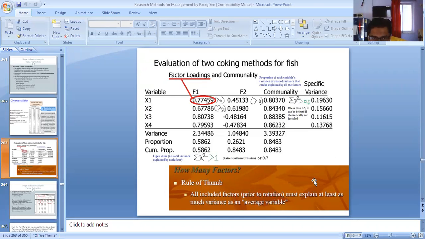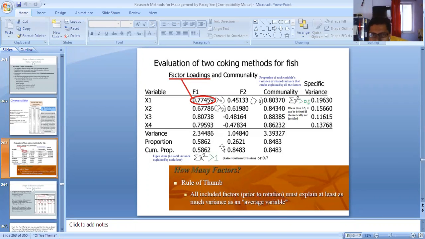Okay. Now, if you think about the eigenvalues, what does an eigenvalue mean? It is the total variance that is explained by that particular factor to express all the variables. For example, suppose 2.344, this is the eigenvalue. Okay, and the proportion is 0.5862. Okay, so what does it mean?